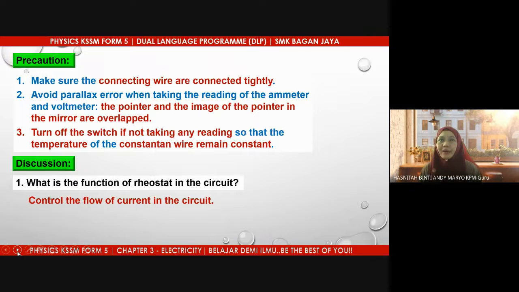Okay, rheostat is a resistor, an adjustable resistor. So it functions to control the flow of current in the circuit. Yes. So we can increase the current or we can decrease the current flow by adjusting the rheostat.